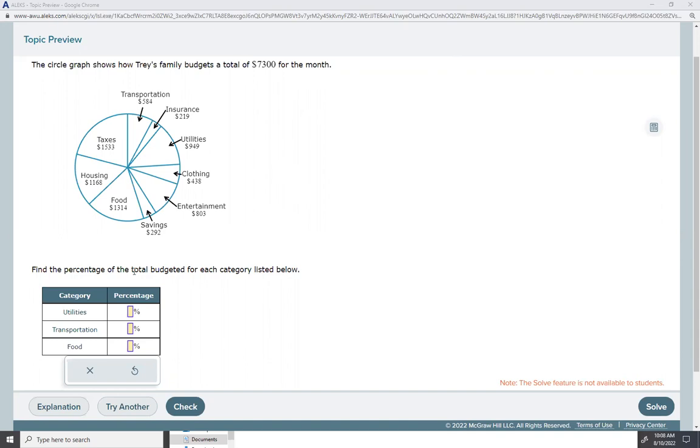Okay, so find the percentage of the total budget. So we're comparing something to the total budget, not to something else, for each category listed below. Let's see what we got here. For utilities it's going to be $949 out of the $7,300 budget. So 949 divided by 7,300 is going to be 0.13, so 13%.